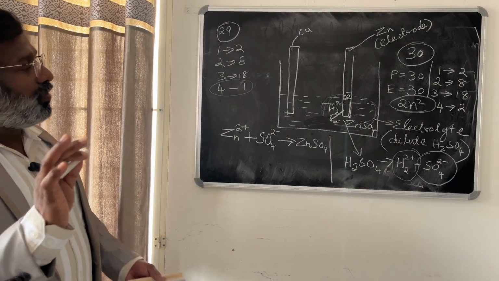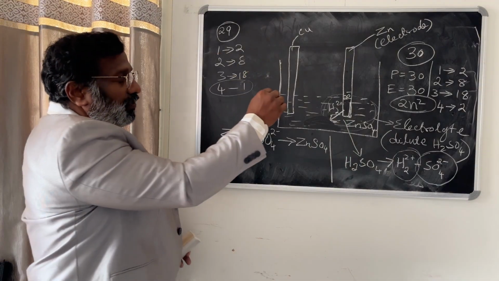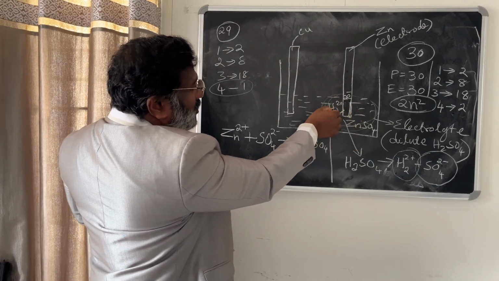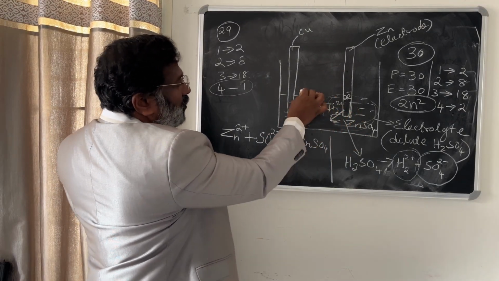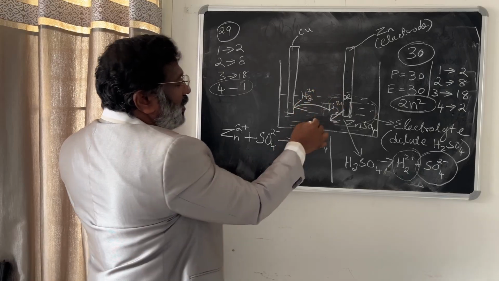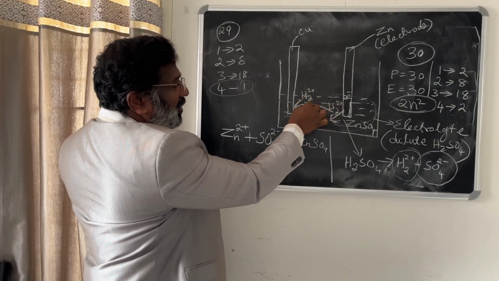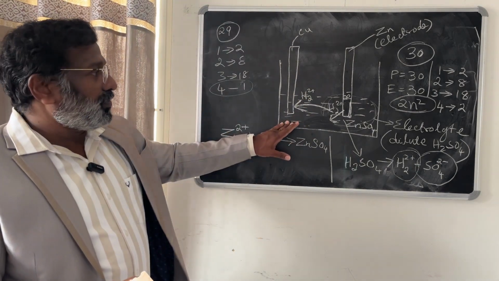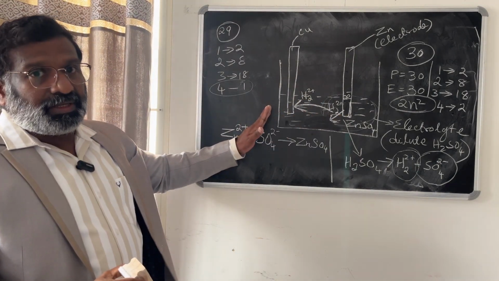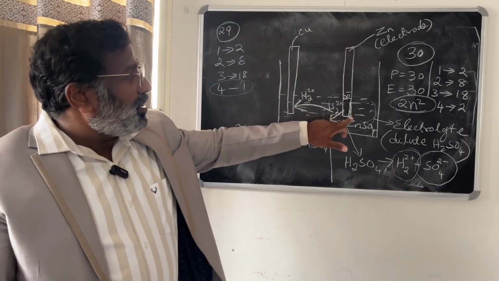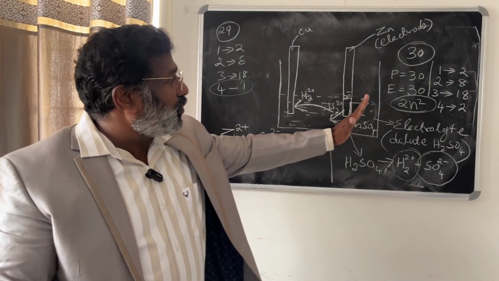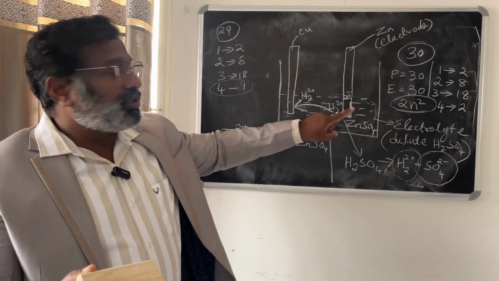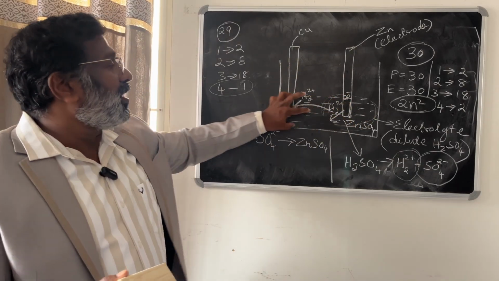So what happens next is the chemical force transfers the hydrogen ion from the zinc electrode side to the copper electrode side through the electrolytic medium. So transfer of ions takes place, and it is done because of the chemical force. The chemical force is moving the hydrogen ions.